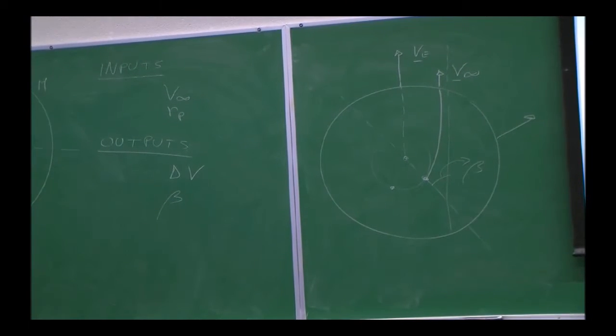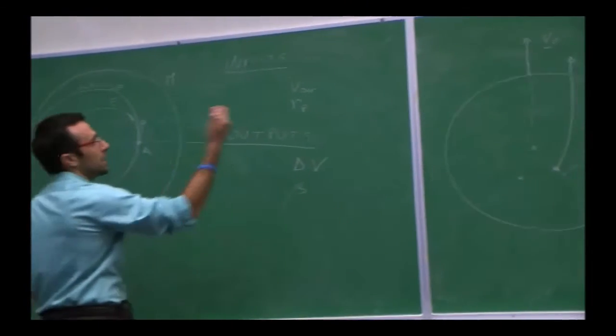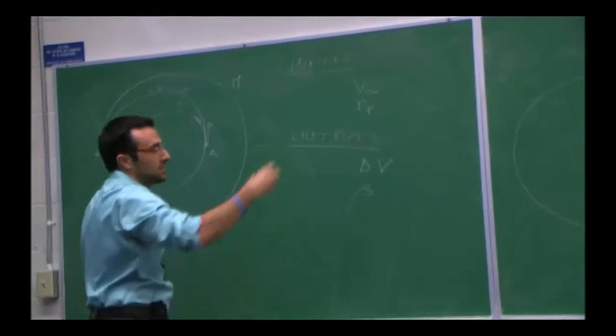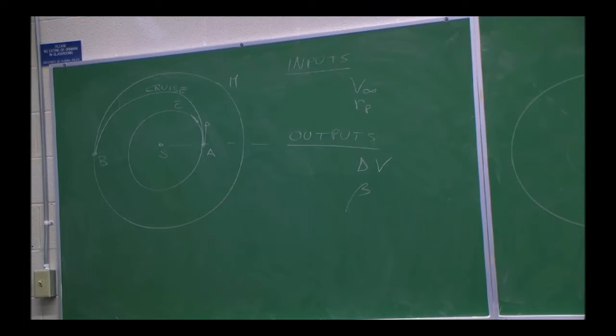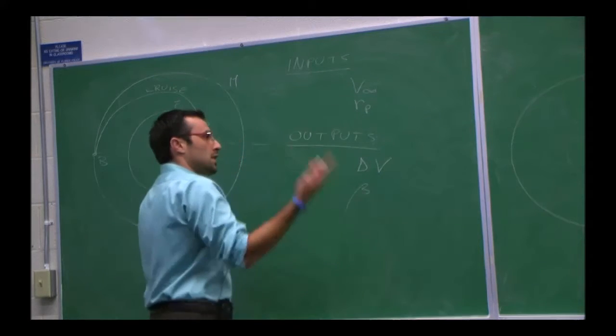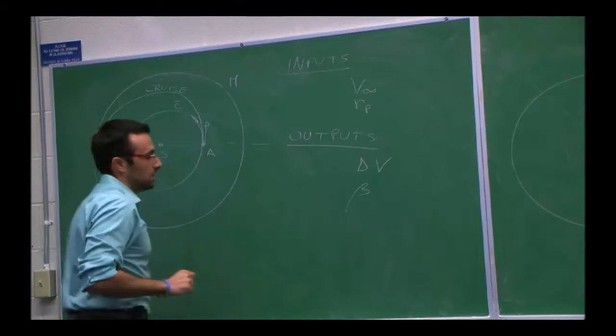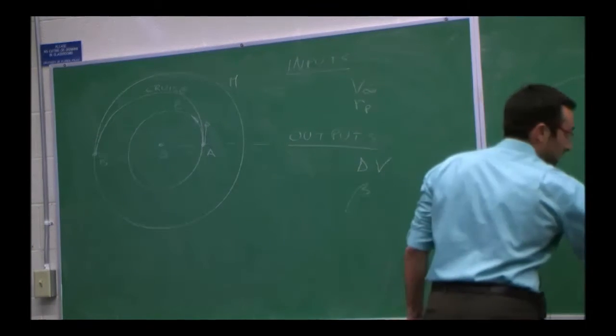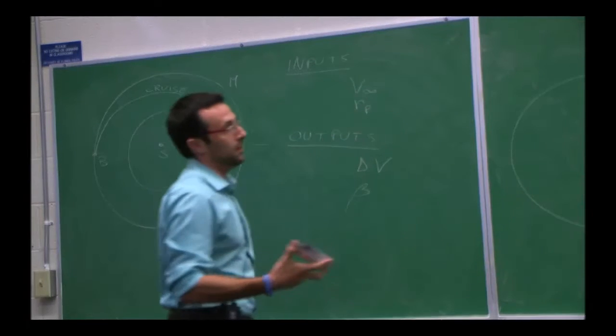You are given a V infinity, you have no choice, and you are given where you're starting from, some parking orbit. We assume it was circular, it can be something else, but the idea is the same, and you figure out the maneuver and where to do it on that circular orbit. Now, at arrival, what happens? We're going to look at this image here.